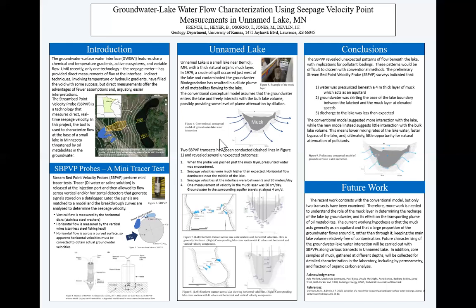Two SBPVP transects, shown in the dashed lines in Figure 1, were conducted in 2020 and 2021 and produced unexpected results. The map view and cross-sectional views are presented in Figures 6 and 7 here, with measured velocities at each location in blue. Briefly, groundwater was found to be moving faster than expected along the base of the lake, facilitated by the muck layer, which appeared to be serving as an aquitard.